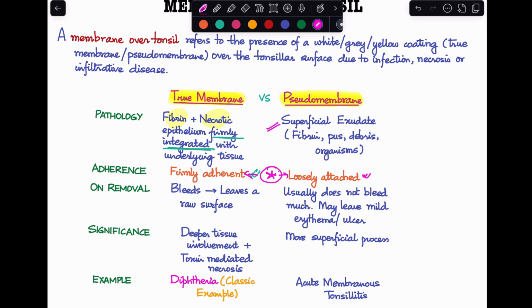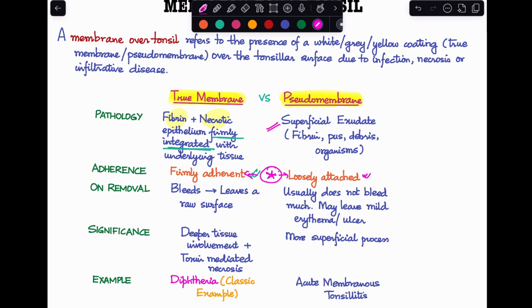So, if we had to ask you a typical example of a true membrane, we will be talking about diphtheria. So, in diphtheria, the diphtheritic patch that you see over the tonsil is actually a true membrane. And if you try to remove it, it's going to be very firmly adherent to the underlying tissue and it will bleed, leaving behind a raw surface.